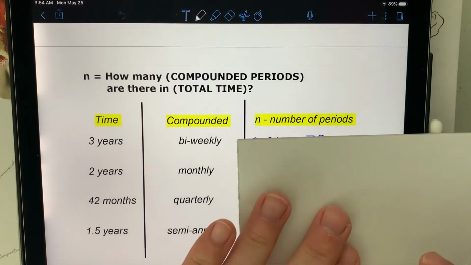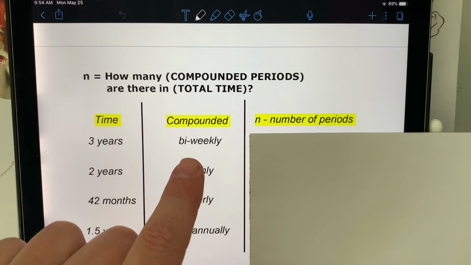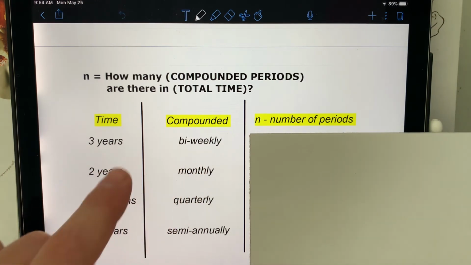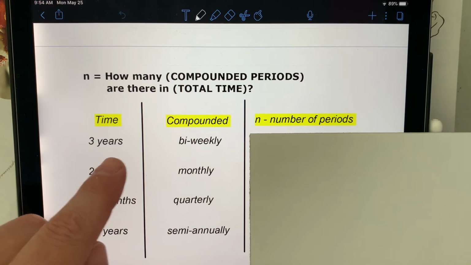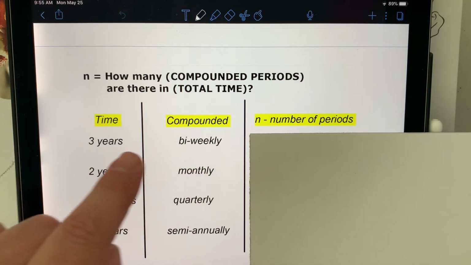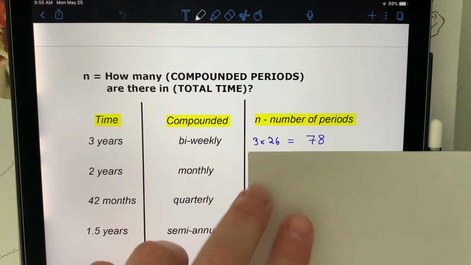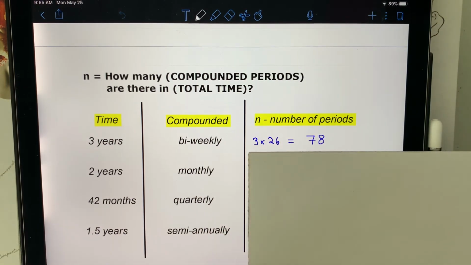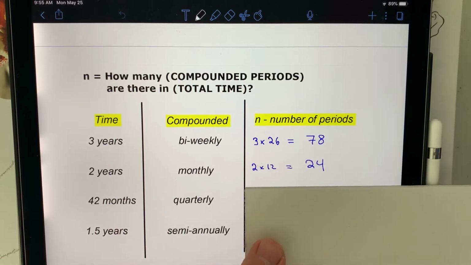So let's try this. If it's 3 years and it's compounded bi-weekly, how do you figure this out? Well, you ask, how many bi-weekly periods are there in 3 years? Bi-weekly, that was 26, and there are 3 of them. So it's 26 times 3, that's 78 periods. So n is 78. If you say 2 years and monthly, well, how many months in 2 years? Well, 24 months, so that's pretty easy.